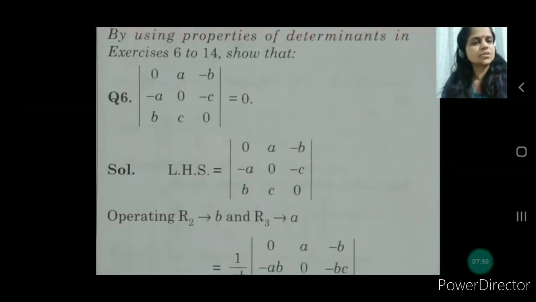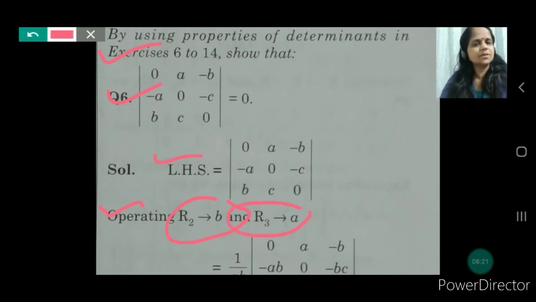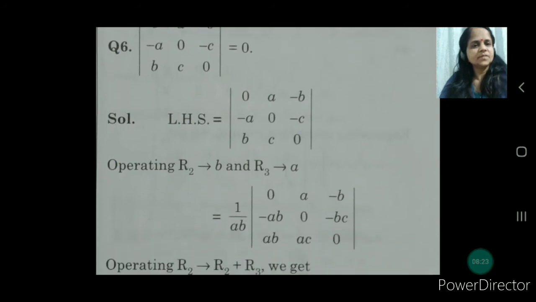Now it is question number 6. Here, by using properties of determinants in exercises 6 to 14, show that, it means we have to prove this question, students, by applying the properties. The question is given. Starting with the LHS, operating R2 times B, meaning multiply with B, and R3 multiplied with A.